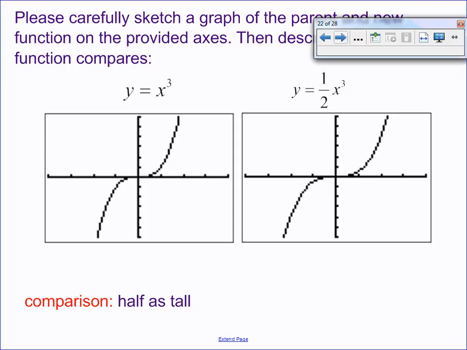X cubed, the 1/2 makes the y coordinates half as tall for a given input. And so instead of having the key point 1, 1, it's going to be 1, 1/2. Instead of having the key point 2, 8, it will have 2, 4, half of 8. And that's how I can get key points. It's only half as tall.